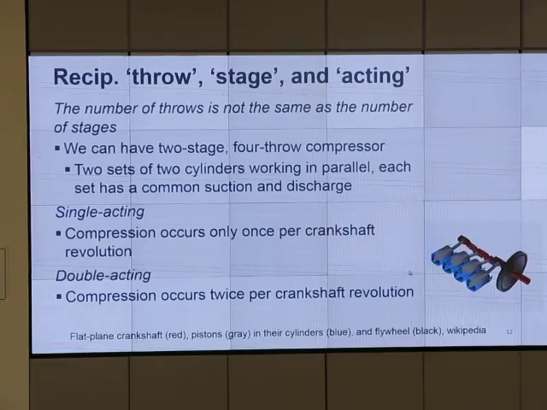So now you know the difference between number of throws and number of acting. Obi, what's the name of the person next to you? What is his name?